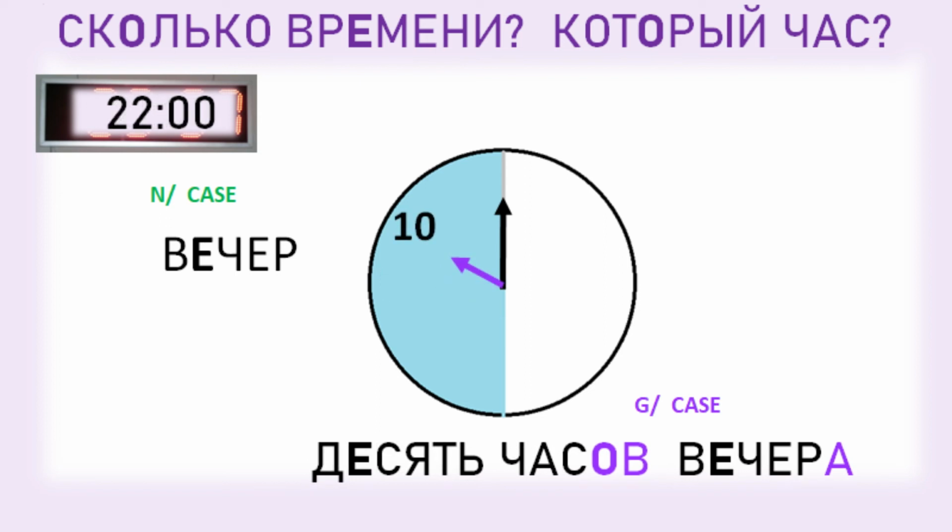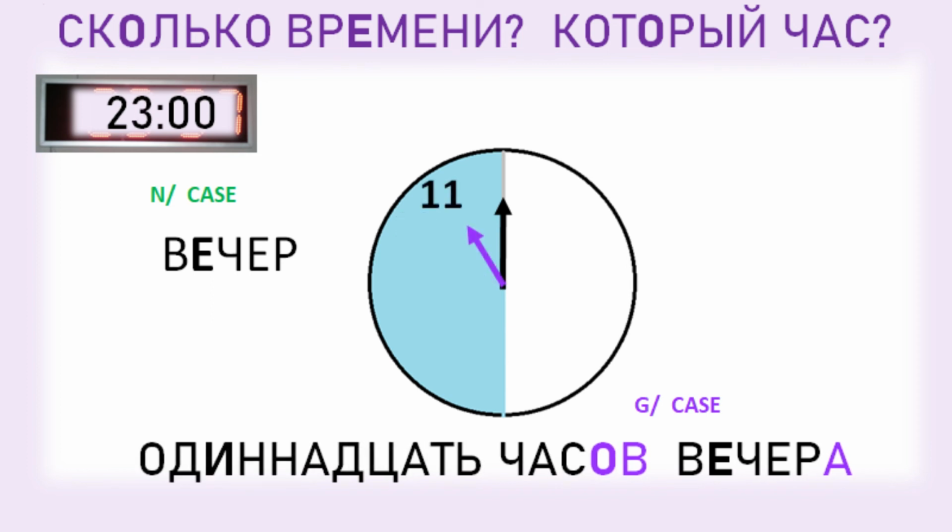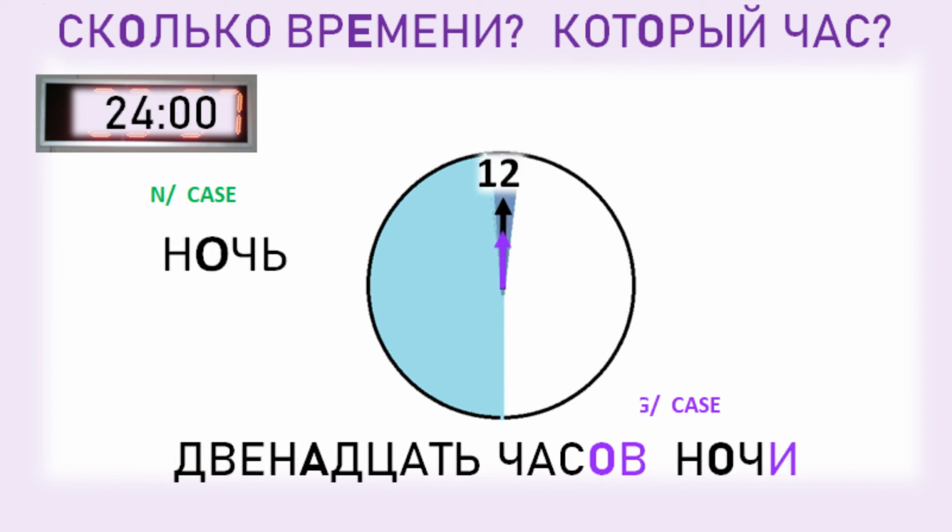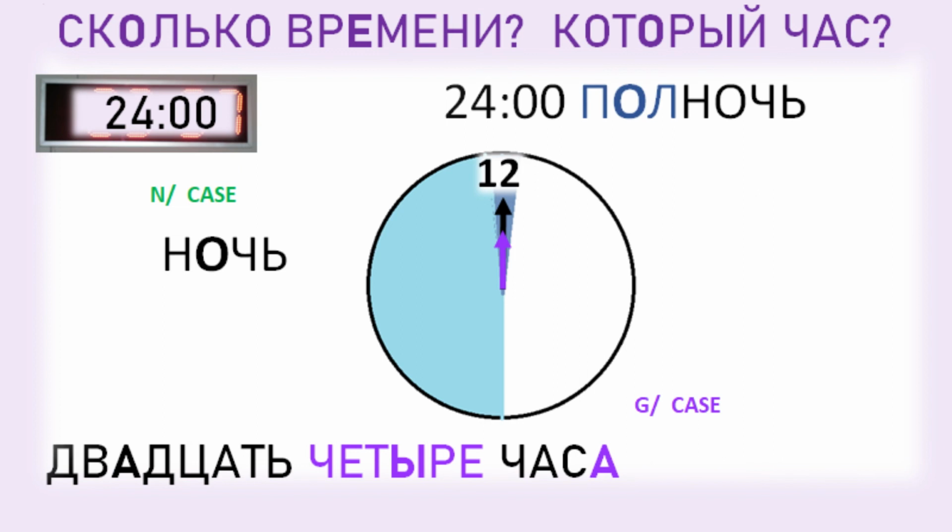10 часов вечера. 11 часов вечера. 12 часов ночи. 24 часа. 2400 hours. Полночь. Midnight.